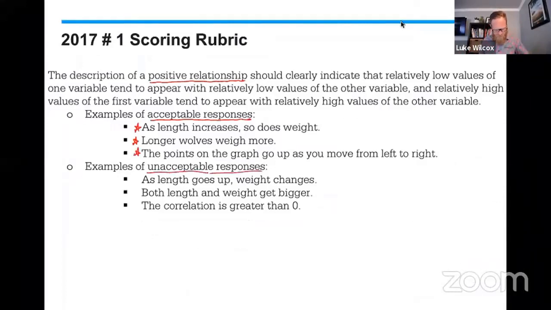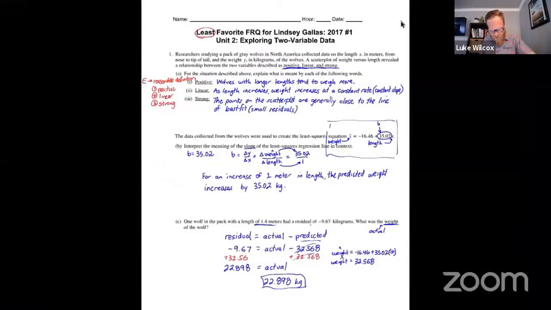Unacceptable responses. As length goes up, weight changes. Well, which way does weight change? Does it go up or does it go down? Both length and weight get bigger. Well, does that happen together or in opposite directions? We don't know. And then the correlation is greater than 0, also an unacceptable response there. So I would say that our solution looks okay here because we said longer lengths tend to weigh more.